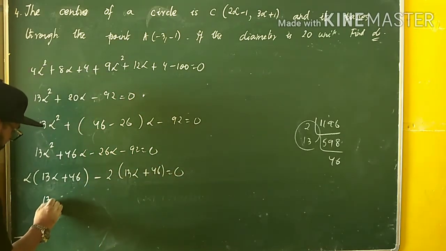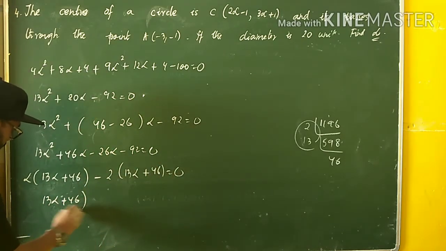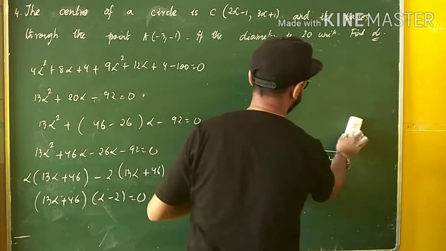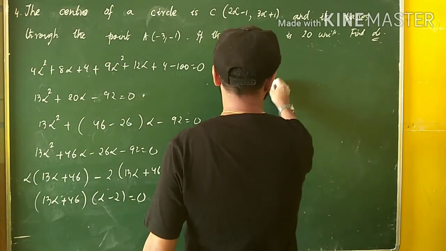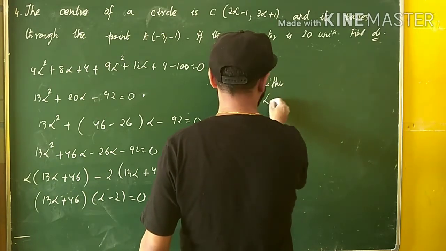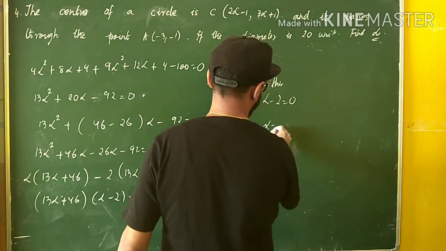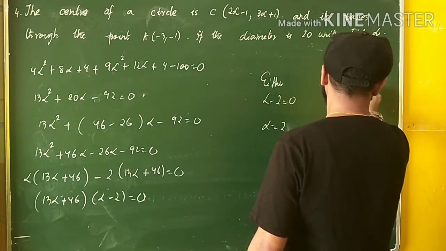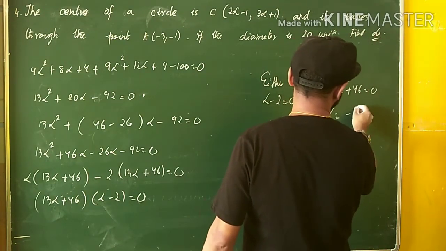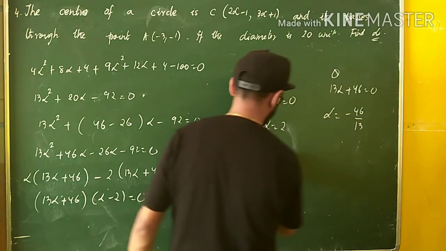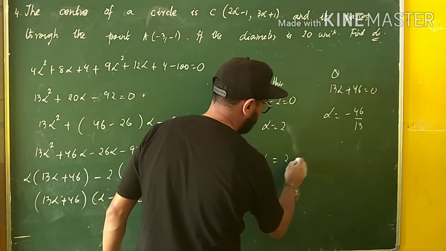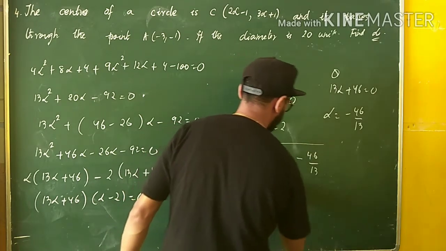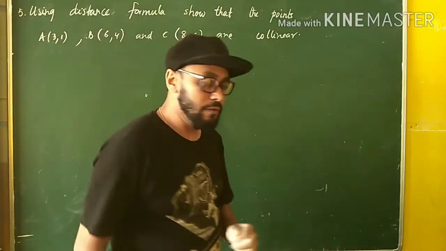So 13 alpha plus 46 and alpha minus 2 equals 0. So either alpha minus 2 equals 0, so we'll get the value of alpha as 2, or 13 alpha plus 46 equals 0, so alpha equals minus 46 divided by 13. So we have two values of alpha, which are 2 and minus 46 by 13. So this is the answer. So this is another different type of sum.